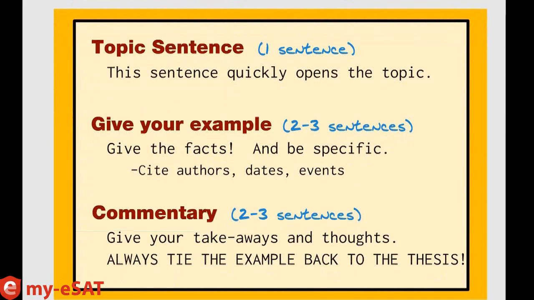Next, you want to tell the reader some facts about your example. Be as detailed as possible here. That means you want to cite authors, names, places, events. Be specific and add detail. They love that. And you should do it all within a couple of sentences.